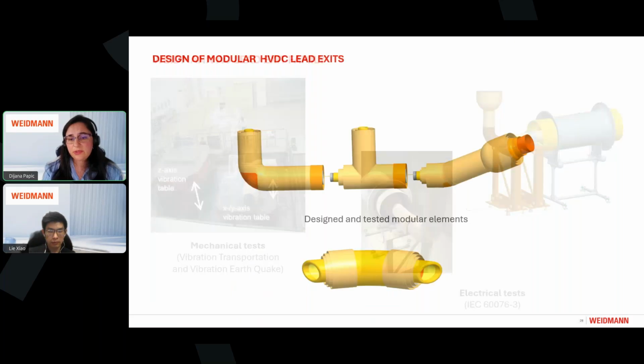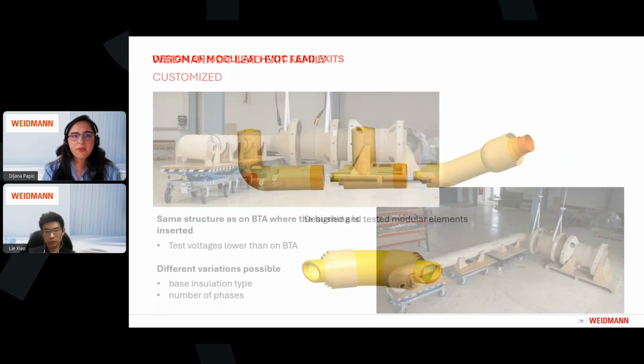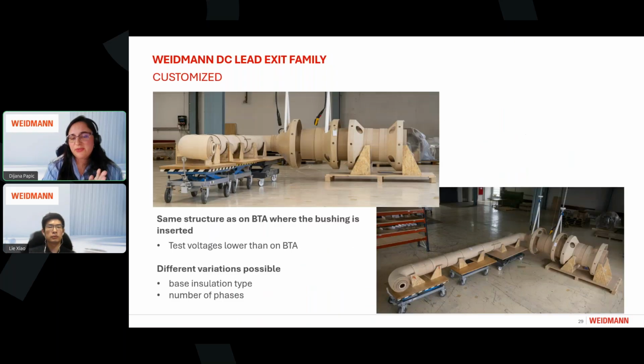Here, modular elements play an important role, because the lead exit for HVDC can be 3-phase, and then we have a variety of shapes and interconnections needed. Some of them, like the interwinding connection element shown here, are well established and designed in current usage. So now we switch to DC.